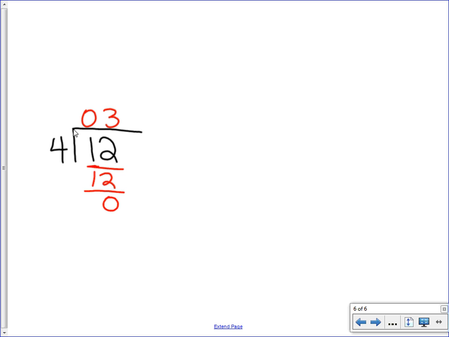Then they had us look at 1 and 2 tenths, breaking it up. So the only difference here is I have a decimal point. So divide like you normally would.